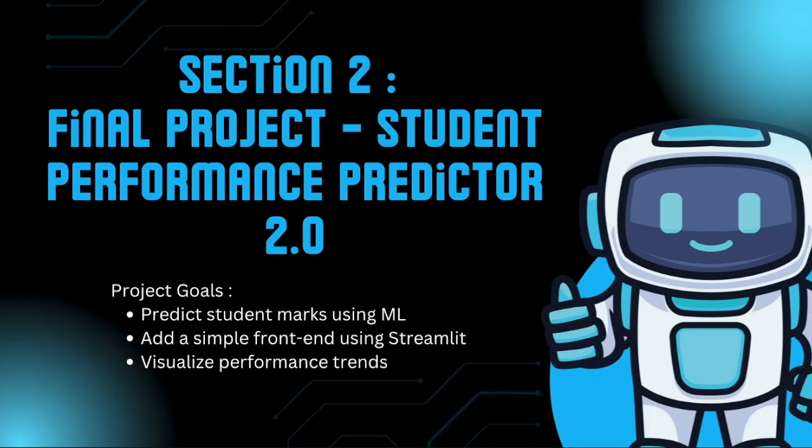Now let's finish this series with one final project: Student Performance Predictor 2.0, upgraded with real world features. Listed below are the project goals: predict student marks using ML, add a simple front end using Streamlit, and then visualize performance trends.